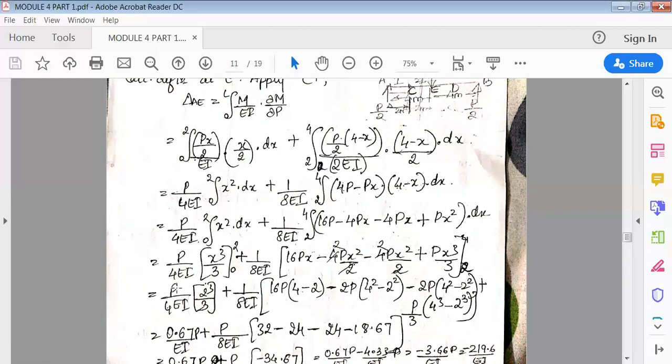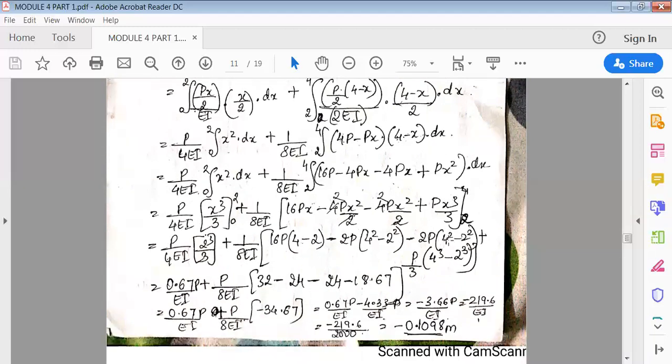So it is now P over EI, x cube becomes 0 to 2, so 2 cube divided by 3, plus 1 over 8 EI. So 16P, instead of x, I'll substitute the value 4 minus 2. X is nothing but 4 minus 2. Here also x square is 4 square minus 2 square. Again same, 4 square minus 2 square. In this cube, P by 3 is common. Instead of x cube, I'll write it as 4 cube by 2 cube. So again, when you solve this, you'll get this answer.